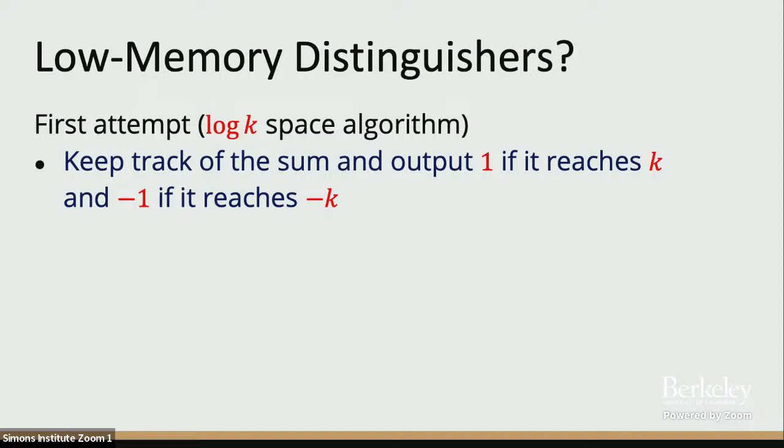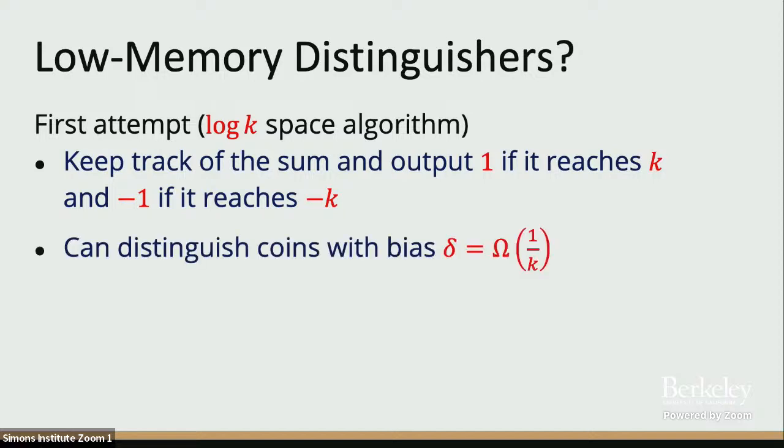Now this algorithm works. It can distinguish coins with bias 1 by k, and it cannot distinguish coins with smaller bias than this. For example, if k is square root n, then this basically gives you the optimal algorithm, but that requires log n space. And now the question is, is this the best you can do?